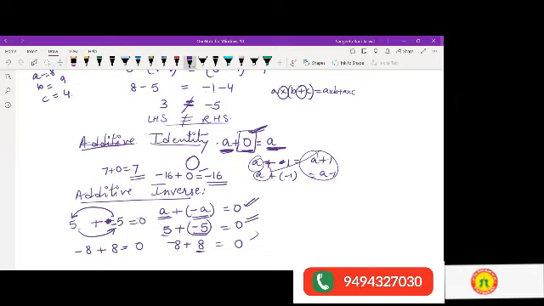Are you understanding, children? Additive inverse means opposite. If this is 5, the additive inverse will be minus 5. If that is 6, the additive inverse will be minus 6. If that is minus 10, the additive inverse will be 10. So what is the additive inverse of 0? 0 itself. 0 has no plus and minus.